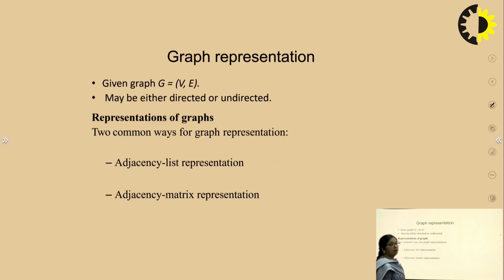Now, how do we represent these in memory? How to implement these? There are 2 ways. A graph with a set of vertices V and a set of edges E can be represented in 2 forms, one using arrays, one using linked lists. Here we are considering a graph G, which may be directed or undirected. Let us understand the ways of representing graphs. The 2 common ways are adjacency list and adjacency matrix. Let us understand one by one how we can represent this graph in memory.